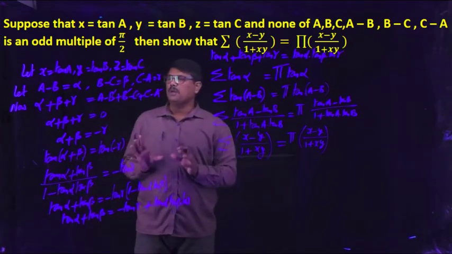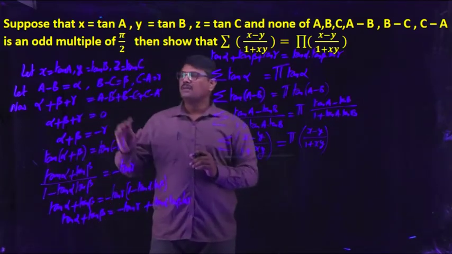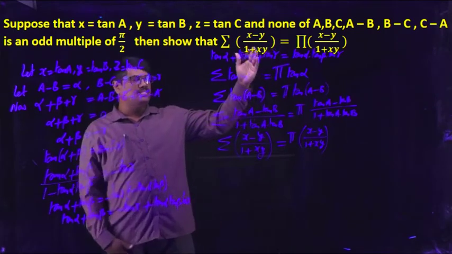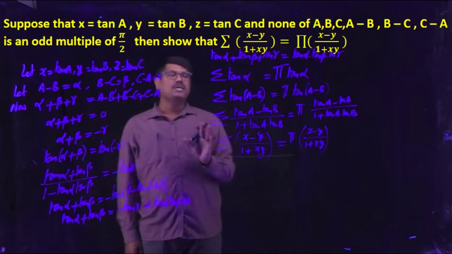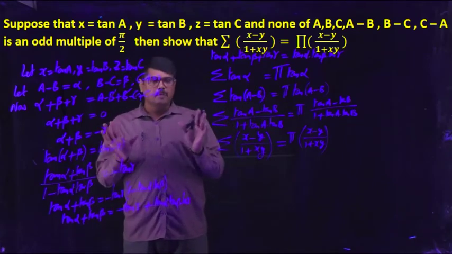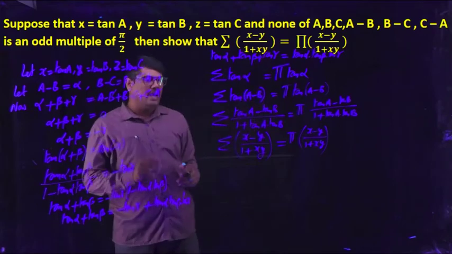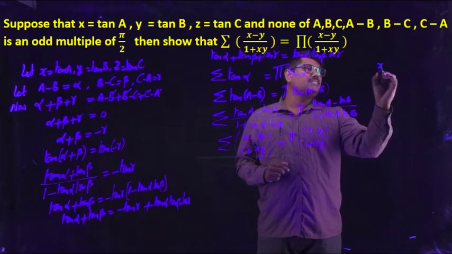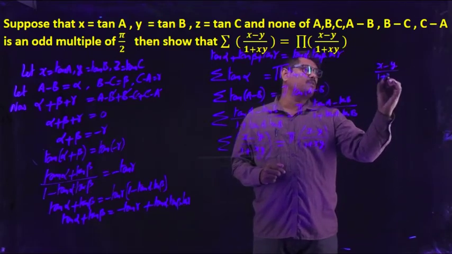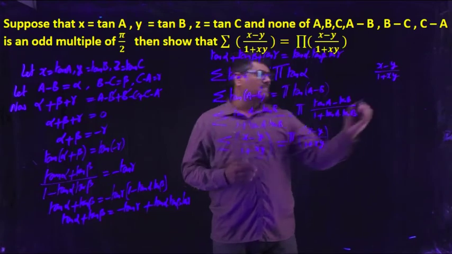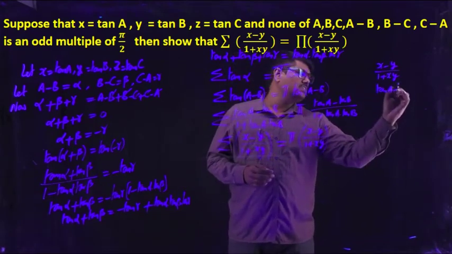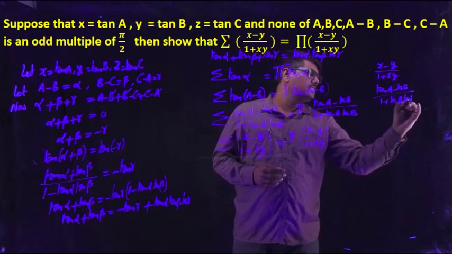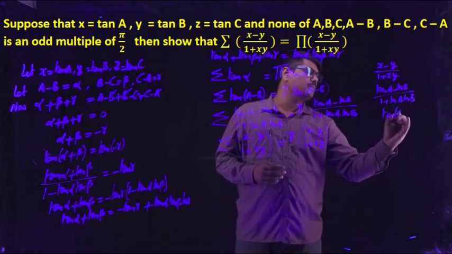So, in this problem, the main key point is that the problem is mentioning the angles A minus B, B minus C, C minus A. That is an indication for you. So, the problem is based on those angles. And you can observe one more point. Here, what is the value of x minus y by 1 plus xy? They have given x as tan A, which becomes tan A minus tan B by 1 plus tan A tan B, which is the formula for tan A minus B.